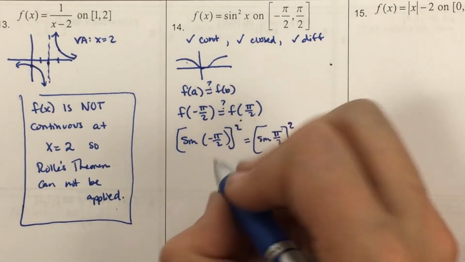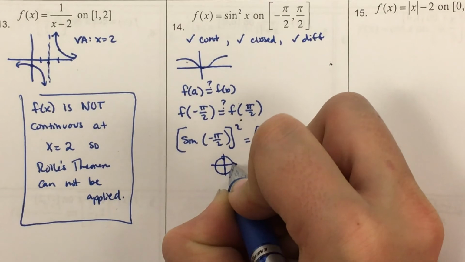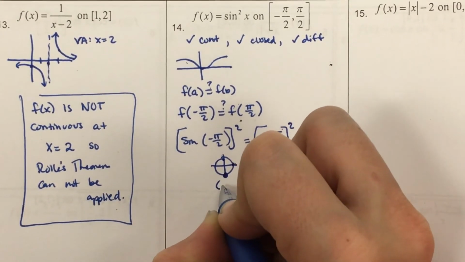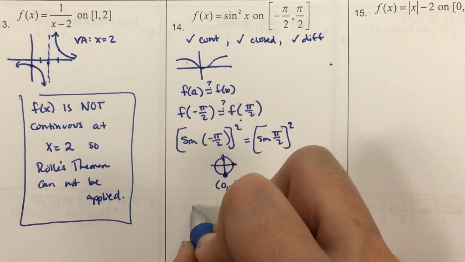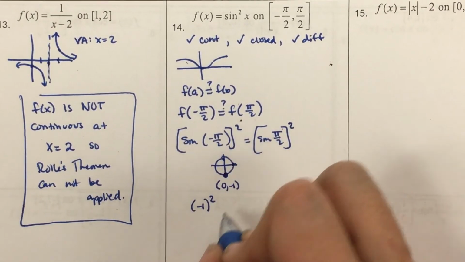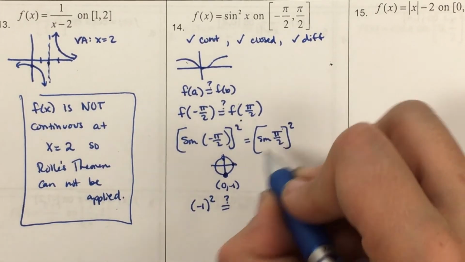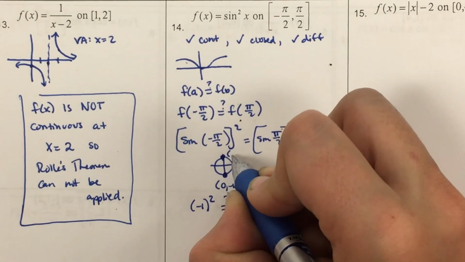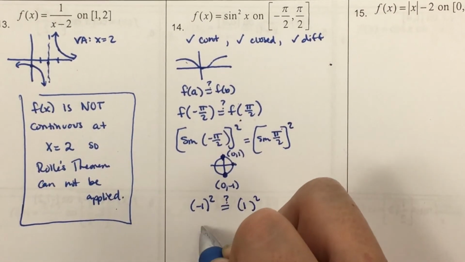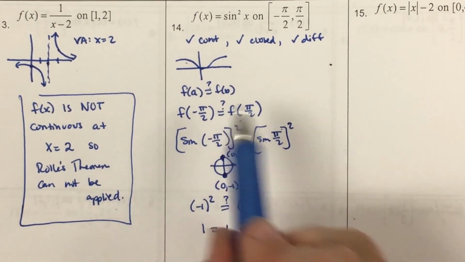So sine of negative pi over 2, well, let's see, negative pi over 2 on my unit circle, instead of going up to positive pi over 2, I'd go down to negative pi over 2. So down here I'm at (0, -1). So I'm at negative 1 squared, it's not sine, it's my y value. So does that equal sine of positive pi over 2? Well, sine of positive pi over 2 is up there at (0, 1). So that's 1 squared. Square a negative, you get positive 1, equals 1, so check. So f of a does equal f of b.